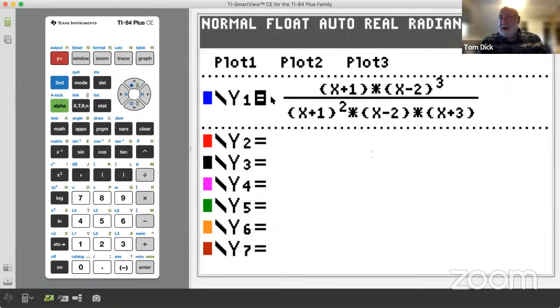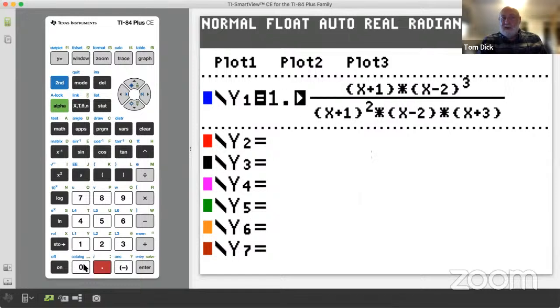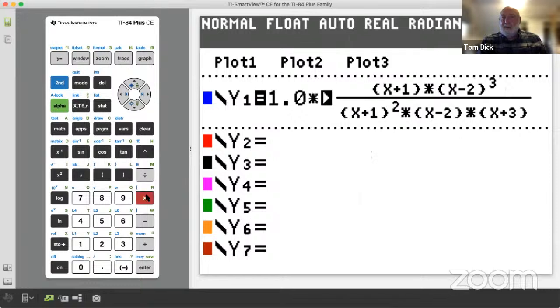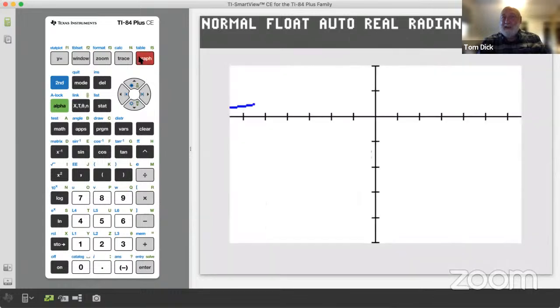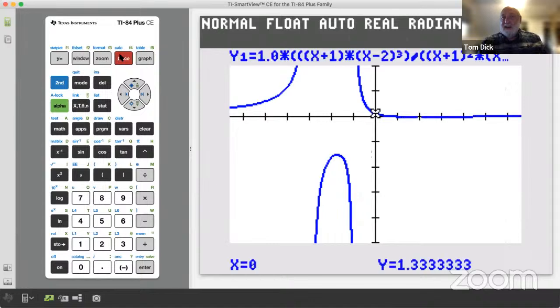If you go back to your y equals menu, notice it's coming up y1, and my cursor is right in front of the fraction. I'm just going to type in 1.0 times that fraction. Now, that decimal number that I stuck in, when I multiply by 1, I don't change anything, but that will force it to trace in decimal form now. So if I now graph it again, and I turn on the trace now, notice that I'm getting decimal values.